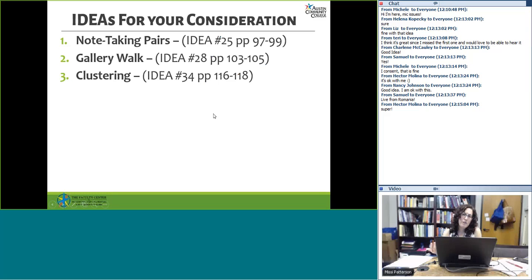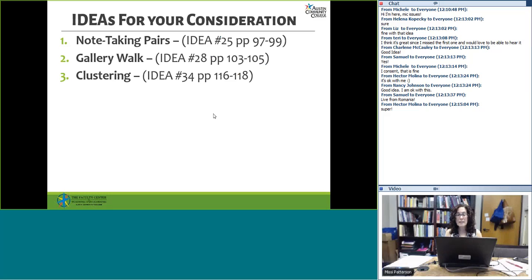If you've got a copy of the book, you can follow along in there, but it's absolutely not necessary. But I've given you the page numbers and the names of the ideas. So we're going to be covering note-taking pairs, which is a little bit of a tweak on Think, Pair, Share, if you've ever used that in your class. We're going to cover the gallery walk, which basically asks different groups to contribute to teaching on a specific topic. And then clustering, which is aimed really at getting students to get a broad view of course material and to figure out how different parts of the course material can fit together in the big picture.